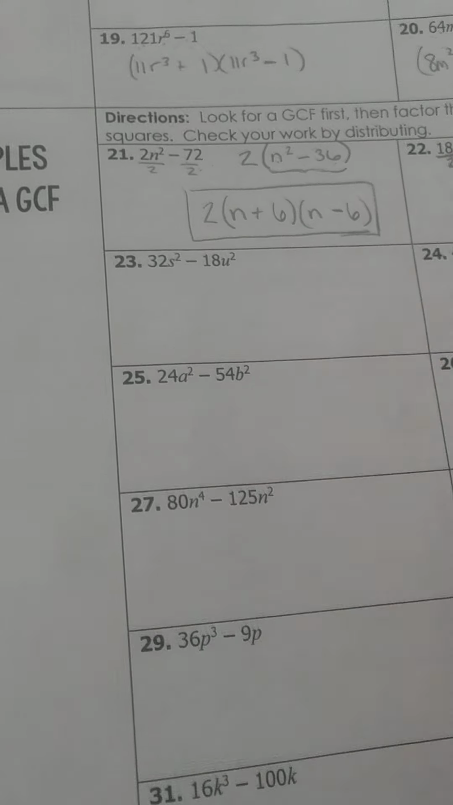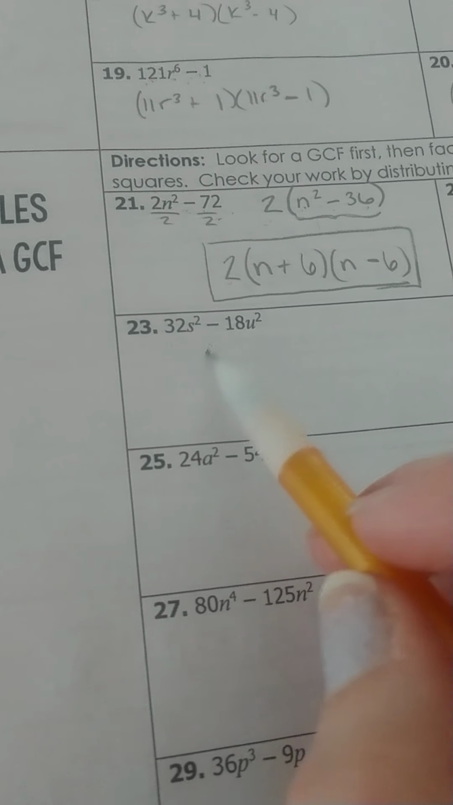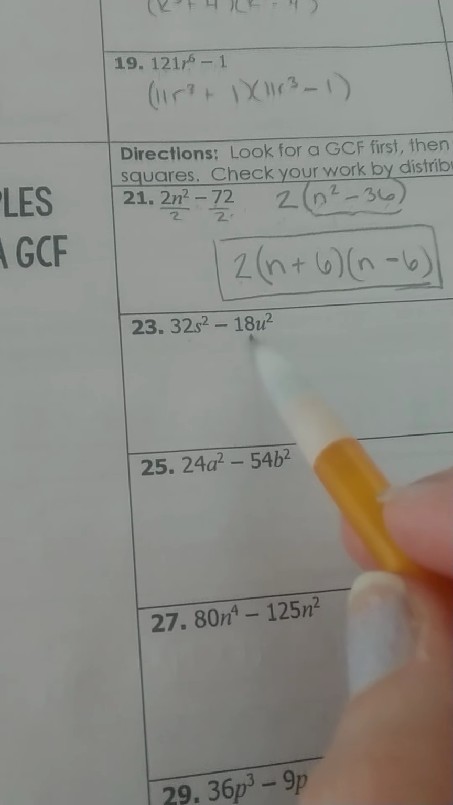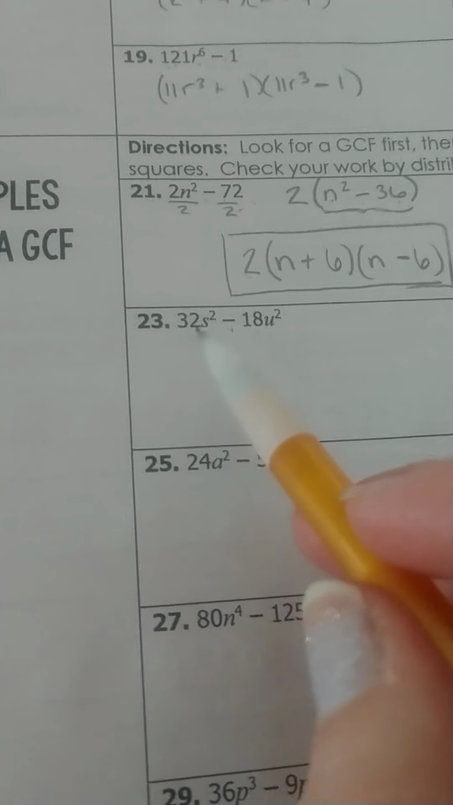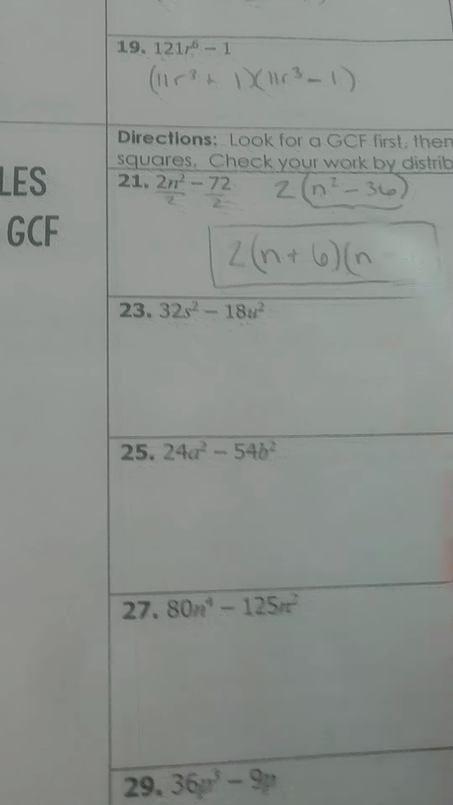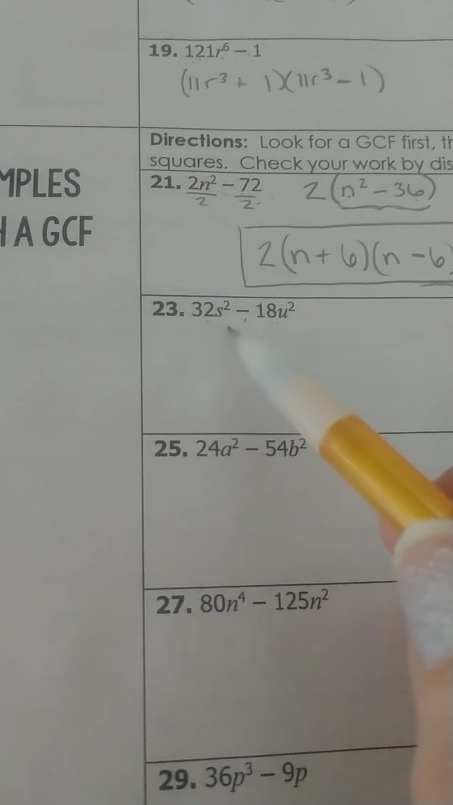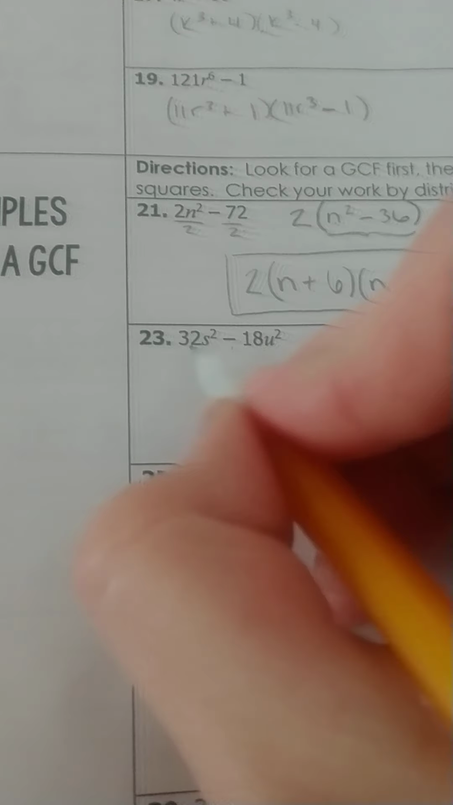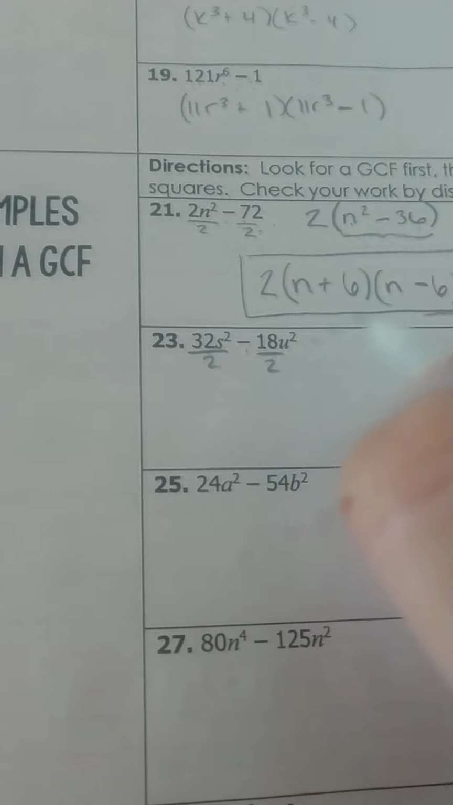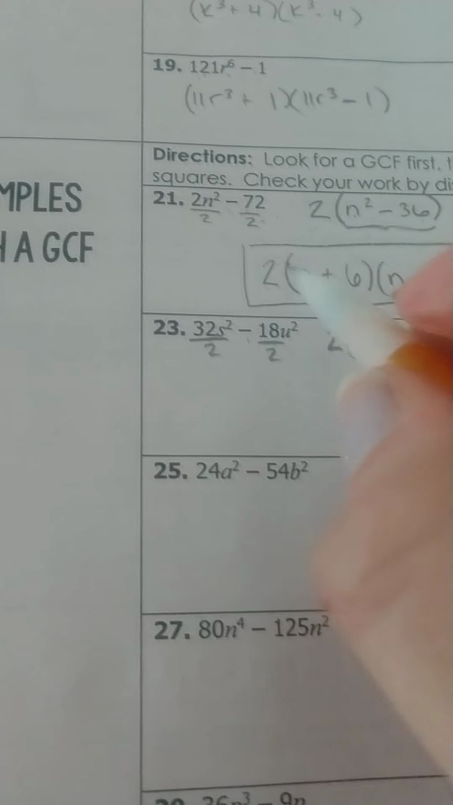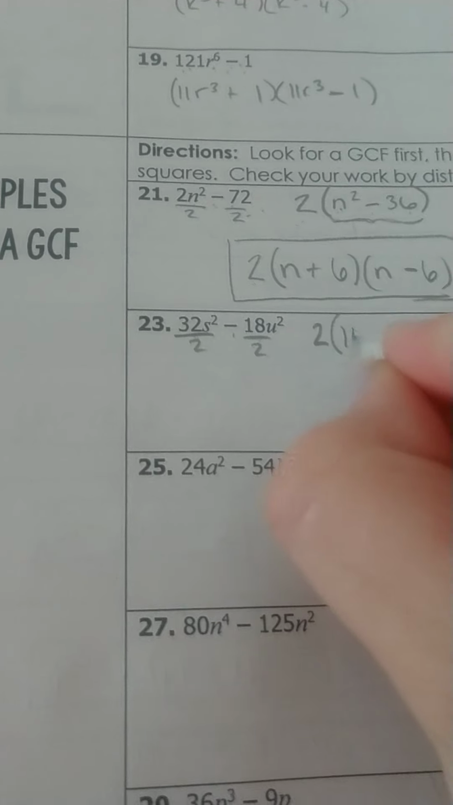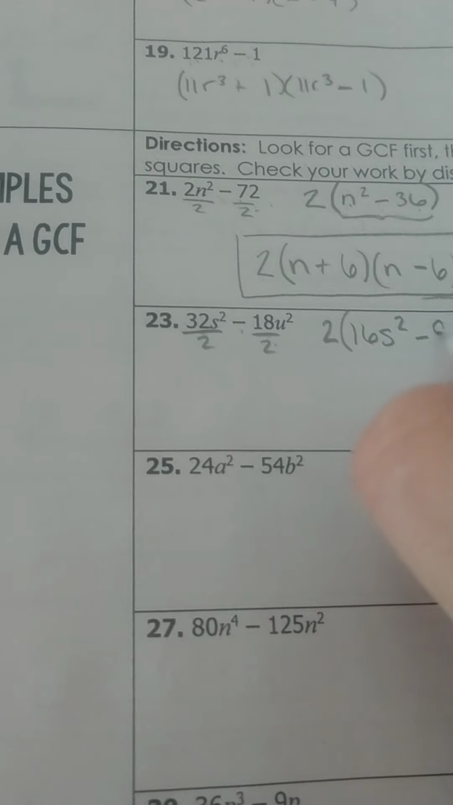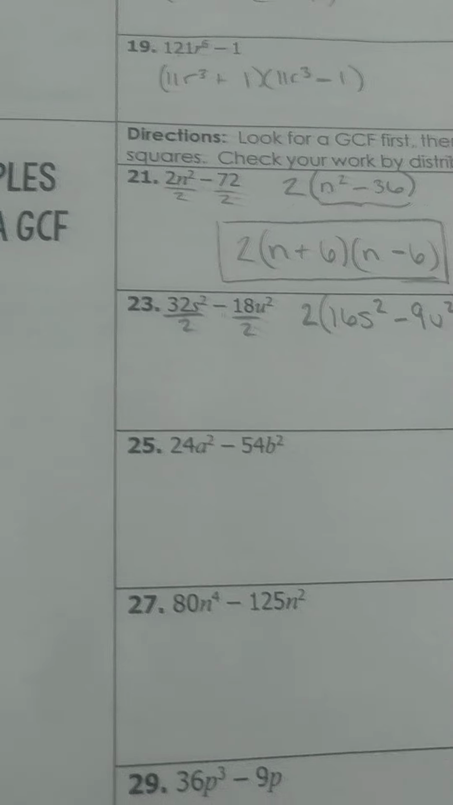Number 23, you've got 32s squared minus 18u squared. Perfect square? No. No. Hey, subtraction sign. So what do 32 and 18 have in common? Well, guess what number we're going to go with again? If you guessed 2, you would be correct. Divide by 2, divide by 2, put your 2 out front. 32 divided by 2 is 16. So 16s squared minus 18 divided by 2 is 9. So 9u squared.